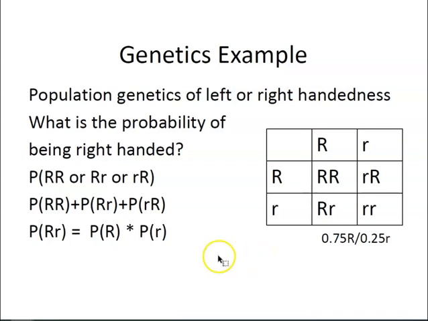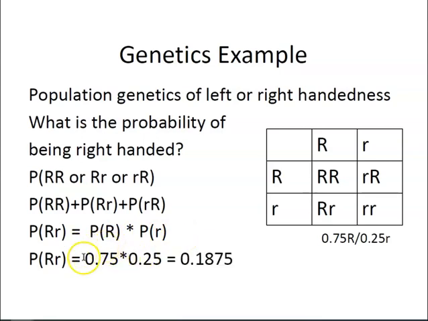Following along the same way, we're going to find the probability of the big R, little r. We have to multiply the probability of a big R times the probability of the little r to get that. So we're going to do 0.75 times 0.25 and get 0.1875. We're going to do the same thing to find the probability of little r, big R, right? Probability of little r times probability of big R. And we're going to get 0.25 times 0.75, which obviously also equals 0.1875.